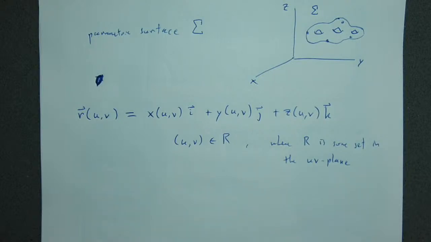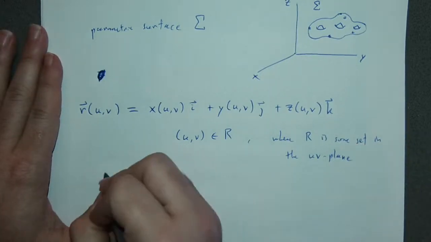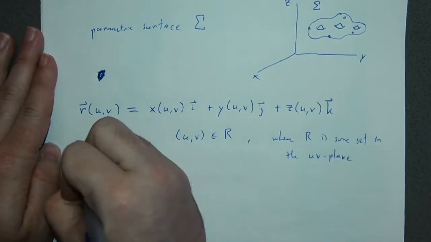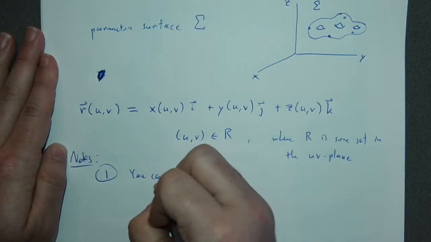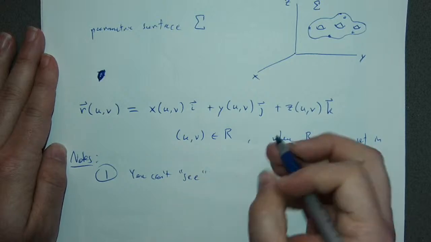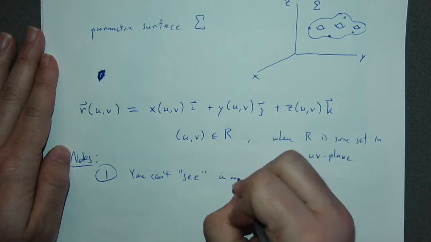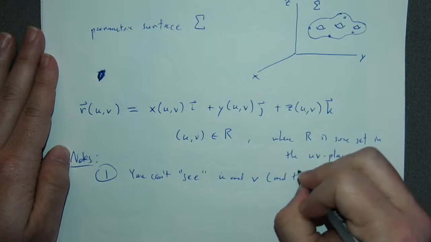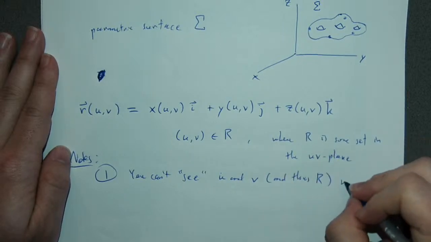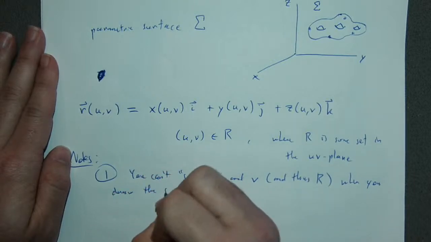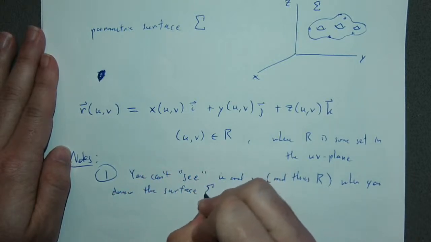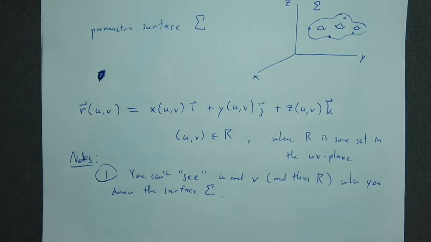So that's the first thing. Okay, so maybe I'll write that down, right? So here's some notes. One, you can't see u and v, and thus R, when you draw the surface sigma. But this isn't anything that's specific to parametric surfaces. This is actually something that was also true for parametric curves. You couldn't see t. Okay.